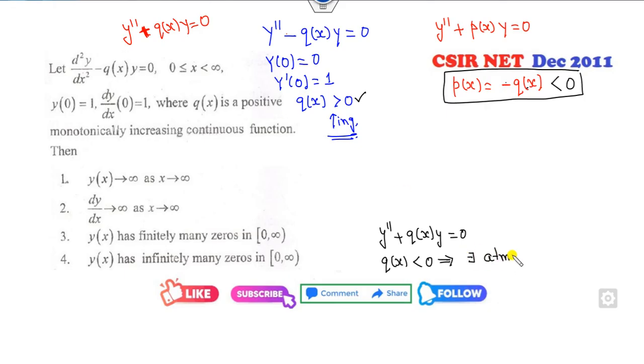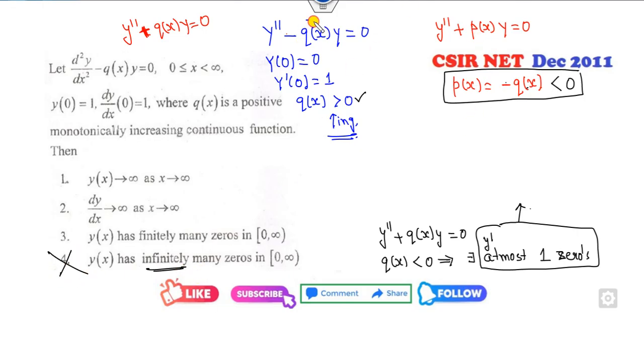what is the shortcut text as I gave you? There exists at most 1 zero. So y dash has at most 1 zero, but it said infinitely many zeros, so cancel. Infinitely many zeros only when this number is greater than 0, but this number is less than 0, so infinitely many zeros cancel. It has finitely many zeros. Look at the word, it is many, but we have at most, that's finite, but it said many. Cancel.